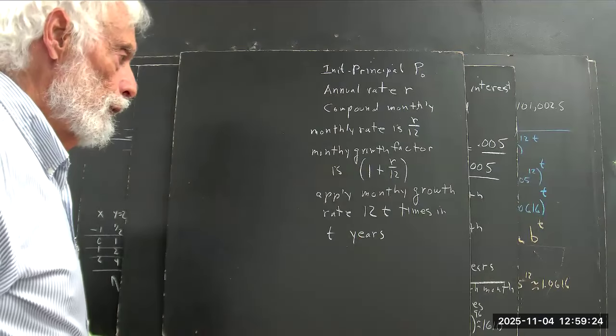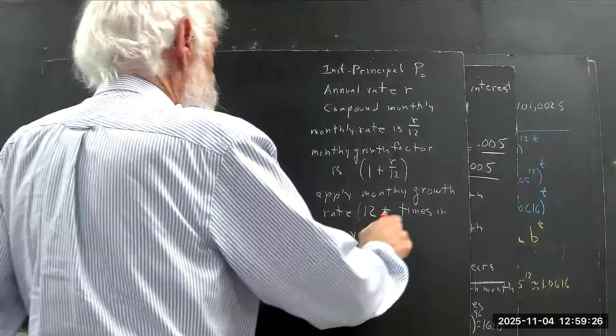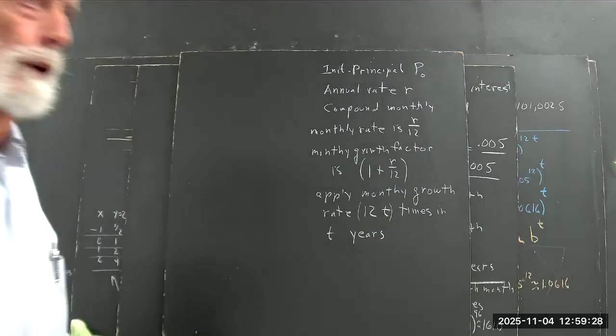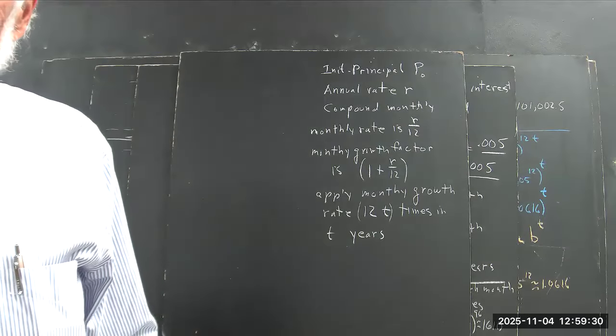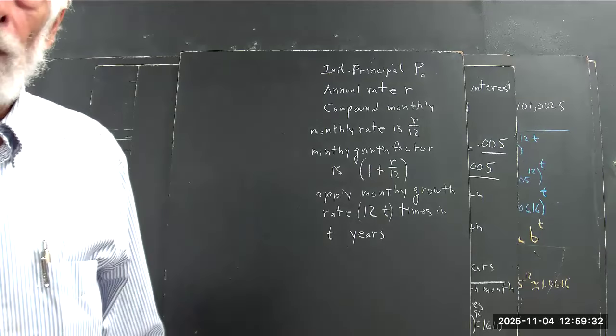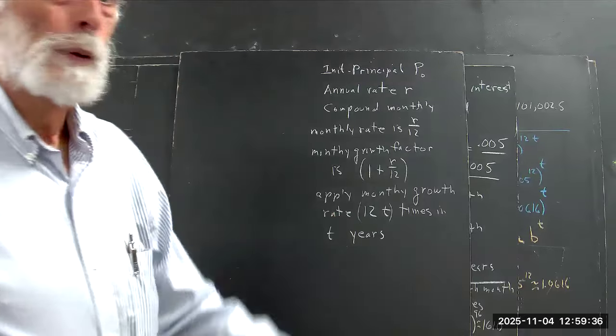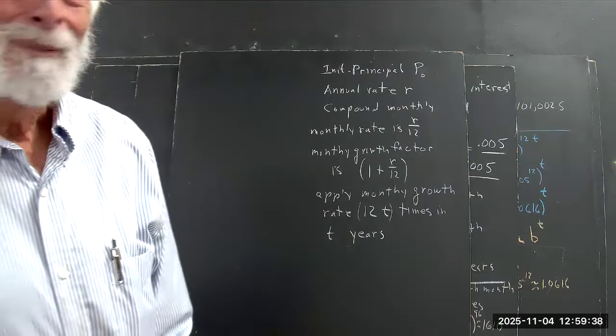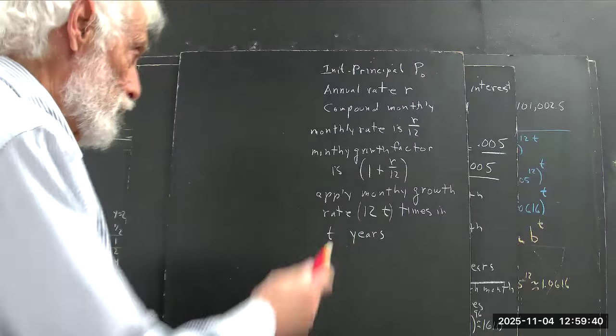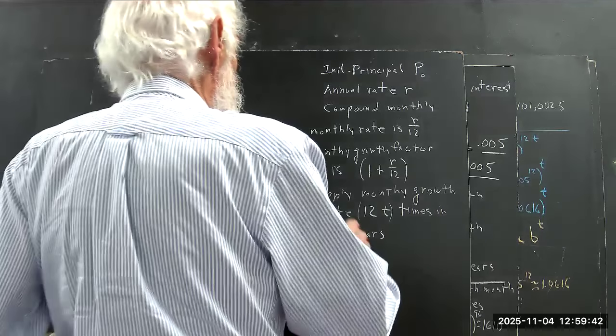Apply the monthly growth rate 12t times in t years. Does that make sense? Because there are 12t months in t years. If you know the number of years, you multiply by 12 to get the number of months. I probably didn't even have to say that last thing, but just to be sure. Okay.